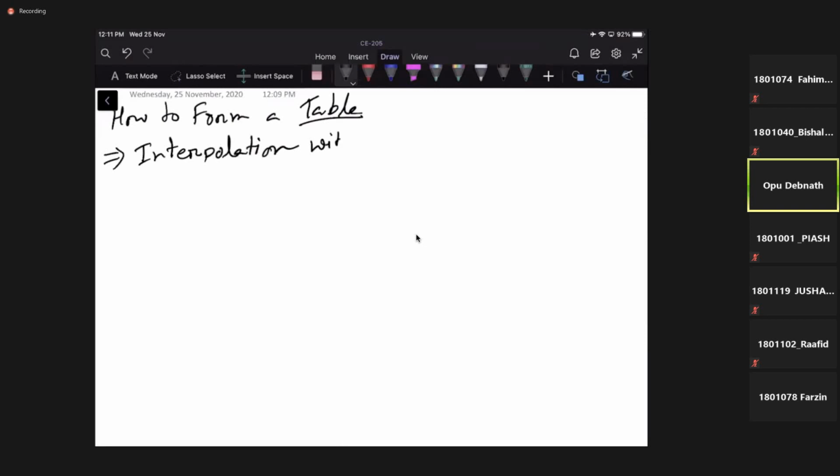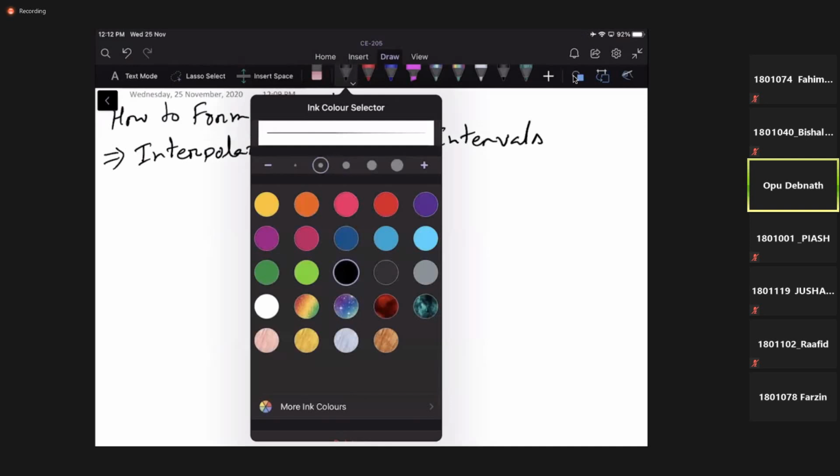Interpolation with equal interval. That means the table we formed earlier has argument values with equal interval, that means x values are incremented by a certain value. This is called interpolation with equal intervals. So already we know what interpolation is and what its function is.